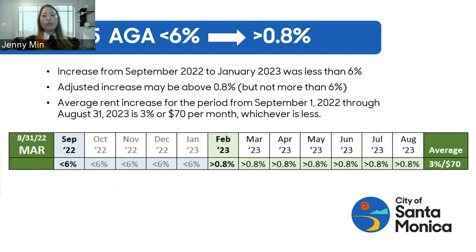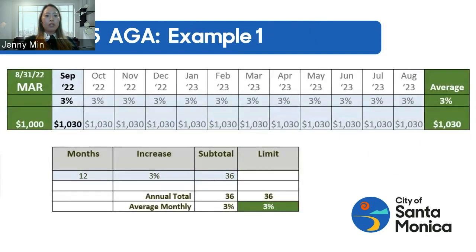So if the increase from September 2022 to January 2023 was less than 6%, the adjusted increase may be above 0.8%, but not more than 6%. The average rent for the period from September 2022 through August 31st, 2023 is 3% or $70 per month, whichever is less. In the next slides, I will continue on with more examples. Next slide.